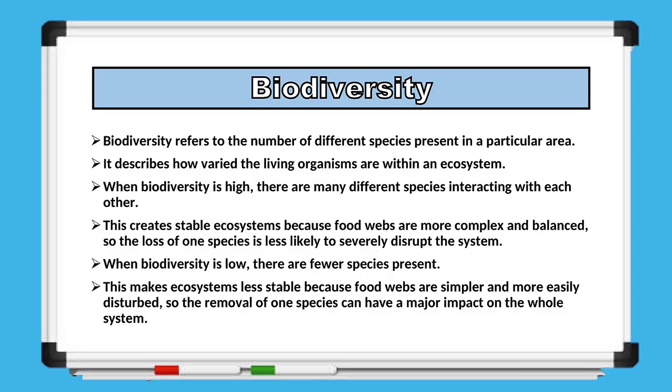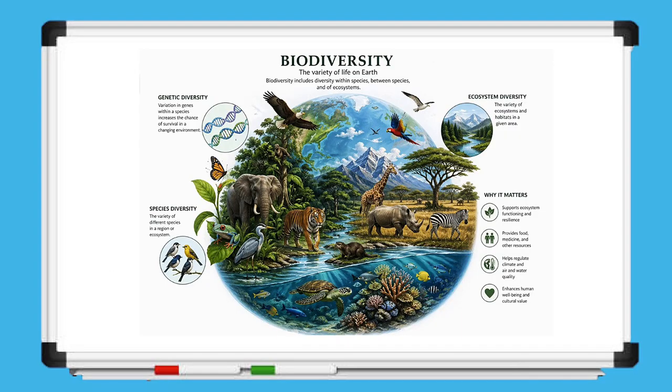When biodiversity is high, many different species live and interact with one another. This creates a more stable ecosystem because the food webs are more complex and balanced. If one species declines or disappears, other species can often continue performing similar roles, so the ecosystem is less likely to be seriously affected. On the other hand, when biodiversity is low, there are fewer species living in the ecosystem. As a result, food webs become simpler and less stable. The loss of just one species can have a major impact on many other organisms, making the entire ecosystem more vulnerable to disturbance.